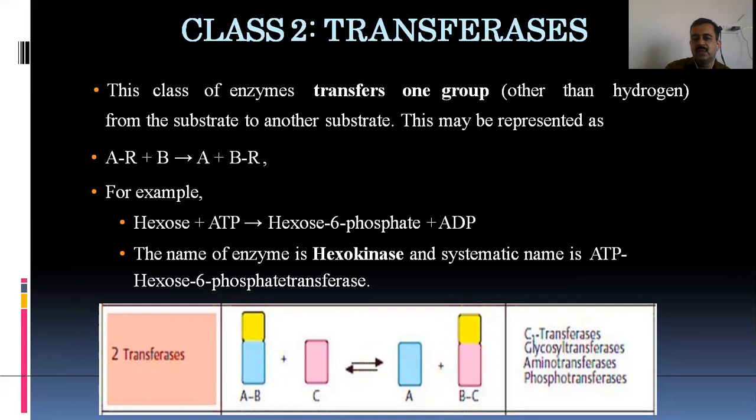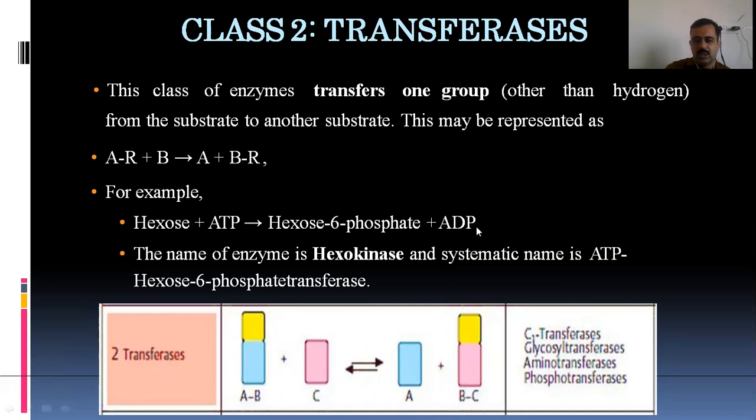Class 2, transferases. This class of enzyme transfers a group other than hydrogen. So this is a reaction wherein hydrogen is not involved in moving from one substrate to another. This may be represented as A-R plus B gives A plus B-R, so the R group gets transferred to B instead of A. For example, hexose plus ATP gives hexose 6-phosphate plus ADP. One phosphate is removed from ATP and transferred to hexose, so it becomes hexose 6-phosphate, and ATP becomes ADP.